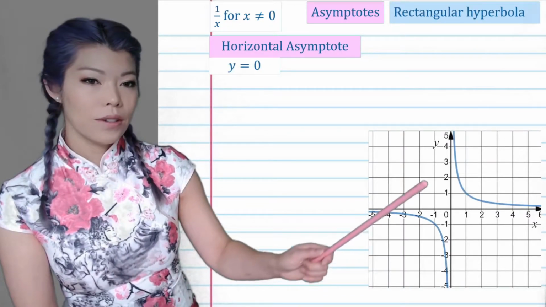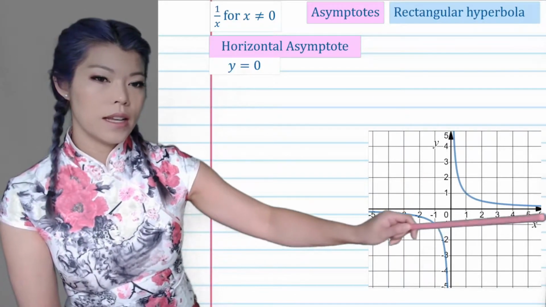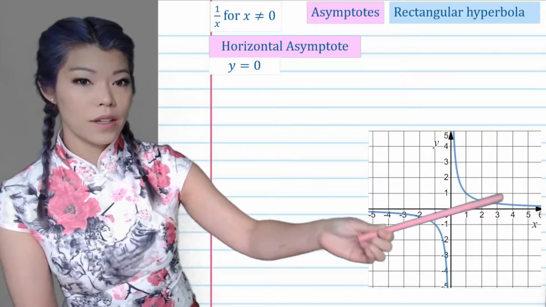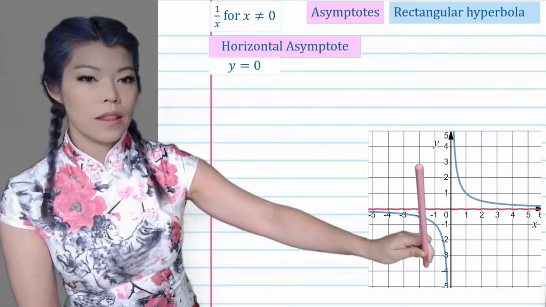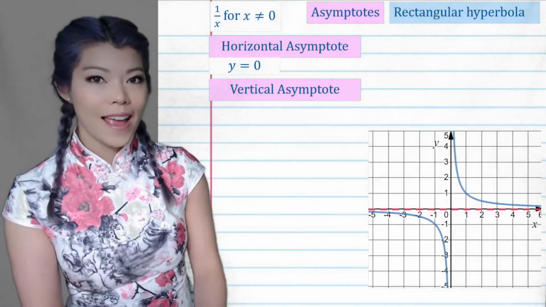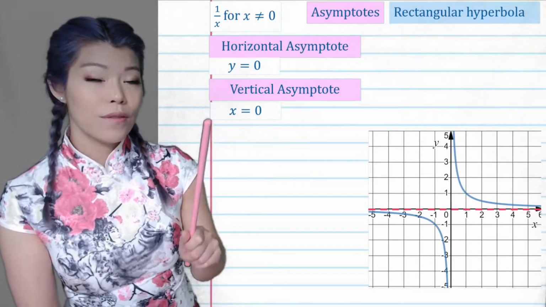So our horizontal asymptote, so this line here that the graph never touches, is at y equals 0. And our vertical asymptote, the line which our graph never touches, is at x equals 0. Be very careful you don't mix these up.